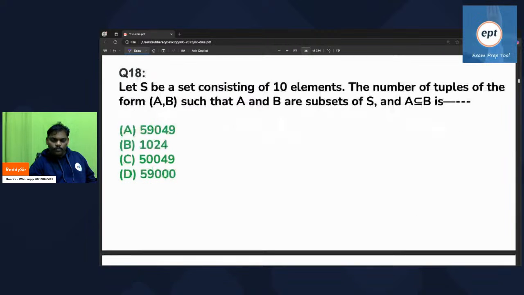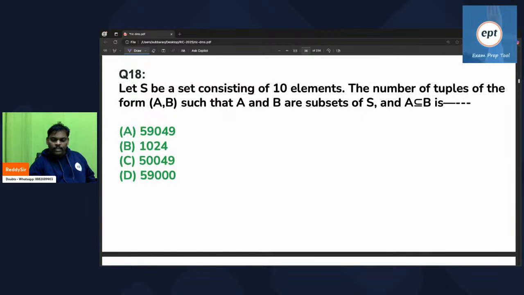Let's go to next problem. Yeah, can you try this? Try everyone.